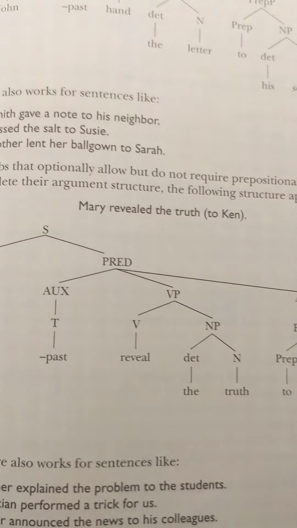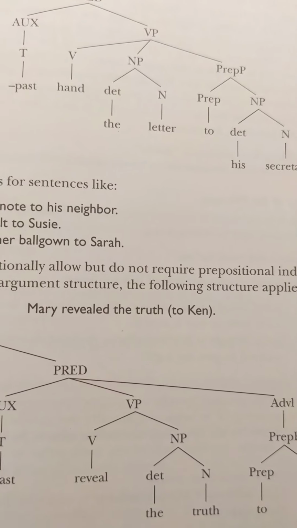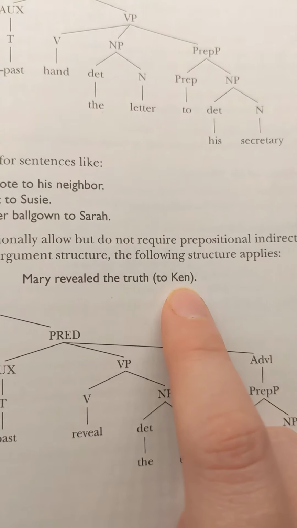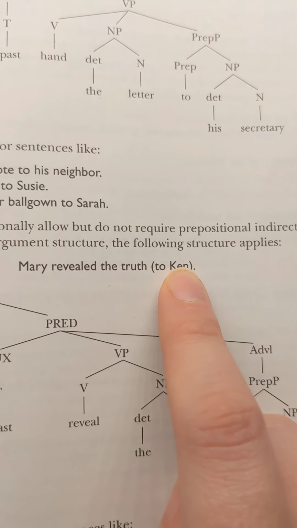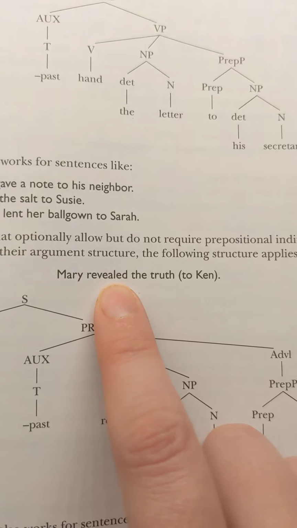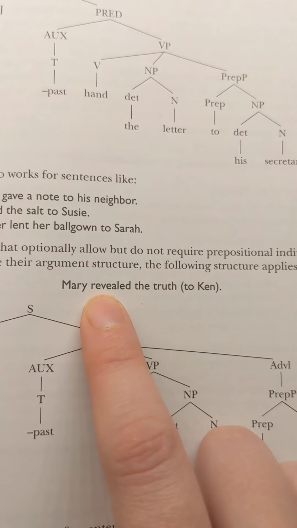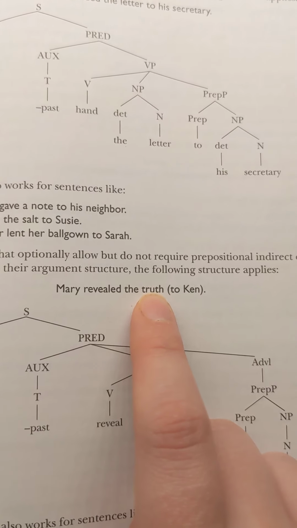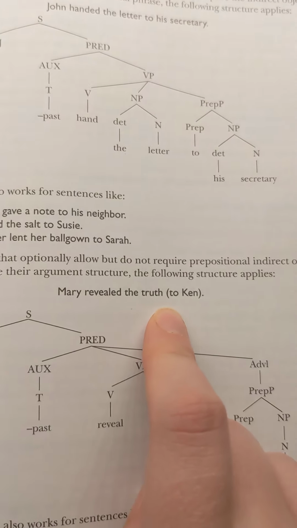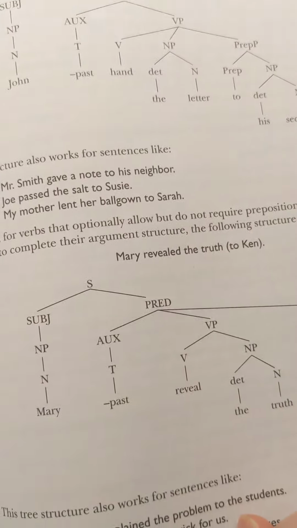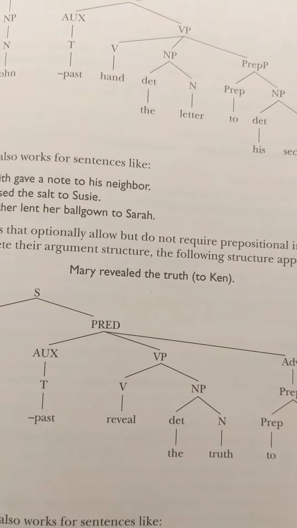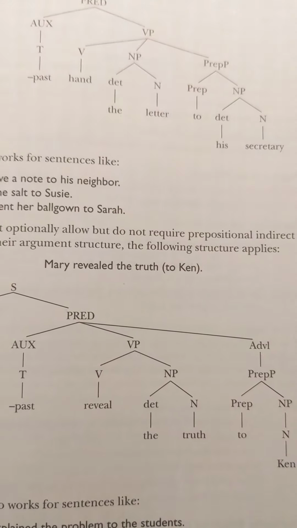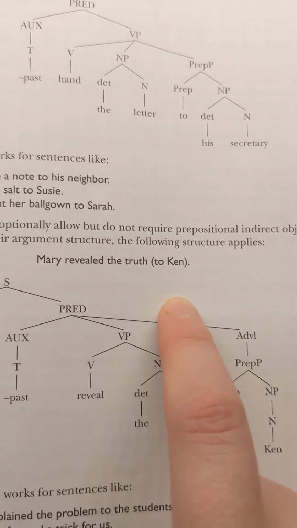Now, sometimes it can get tricky, right? So Mary revealed the truth to Ken. Is Ken an indirect object of revealed? What was revealed? The truth. To whom? To Ken. Well, no. She said the way to test this, because I was so confused. I'm like, but it is the indirect object. It is, but it's optional, okay?